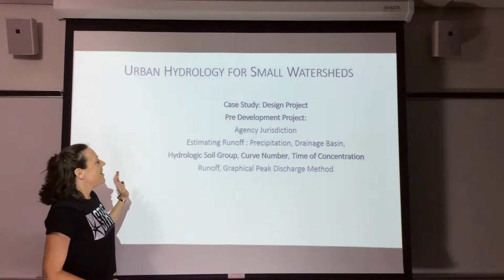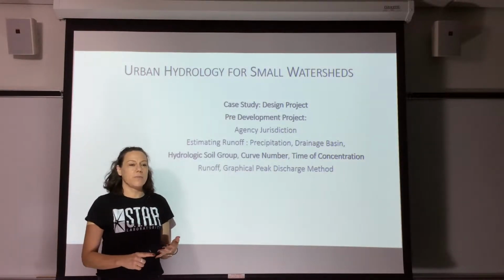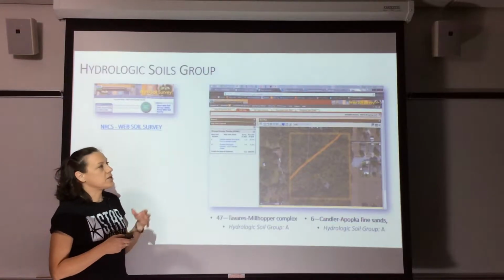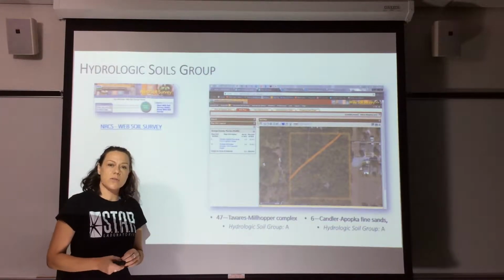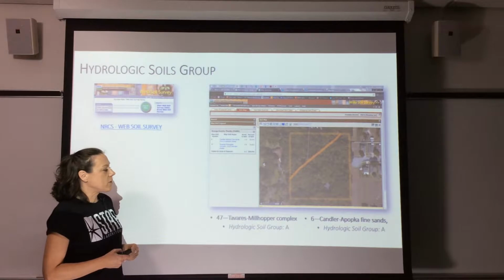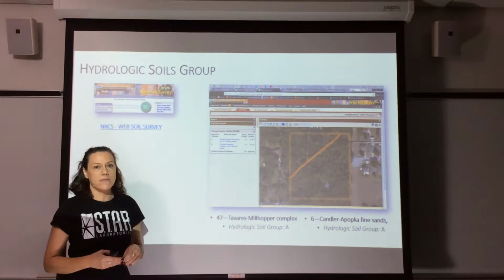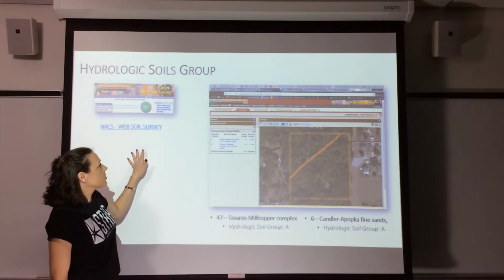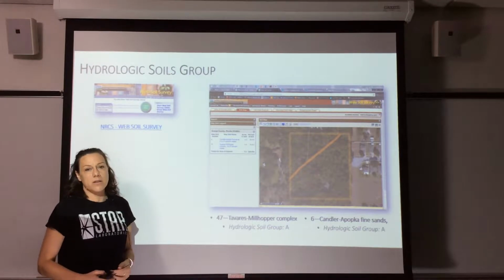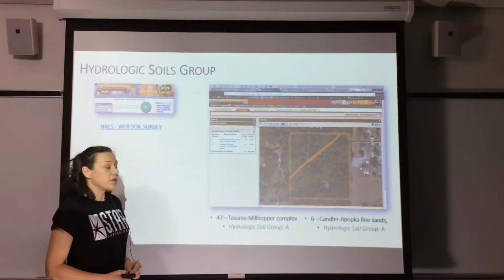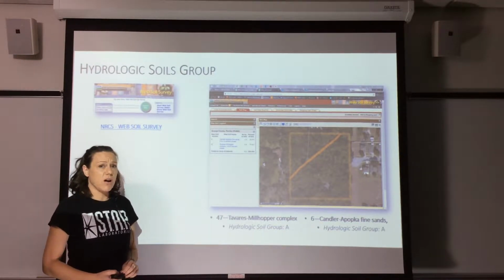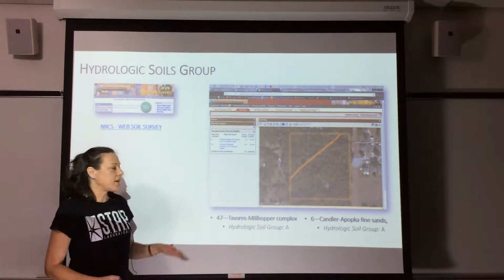Okay, now we're going to talk about the hydrologic soil group, the curve number, and the time of concentration. To figure out where the soils are, a lot of times we don't have the geotechnical information right away. The soils group from the NRCS website are actually pretty good for us to start our designs on, so we don't have to wait for the geotech.